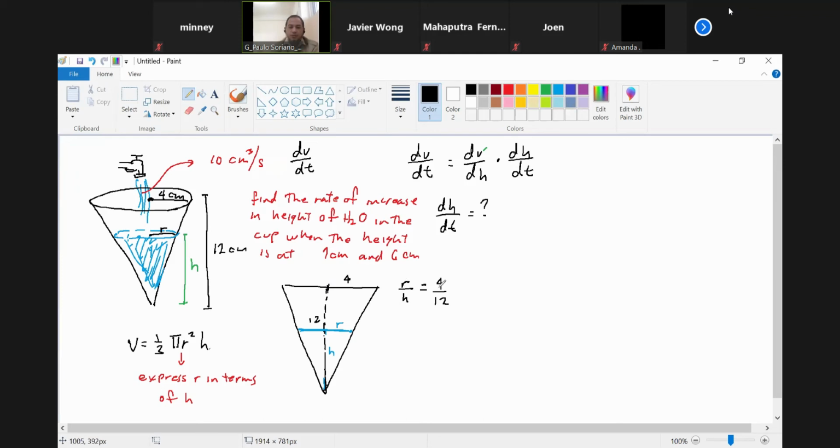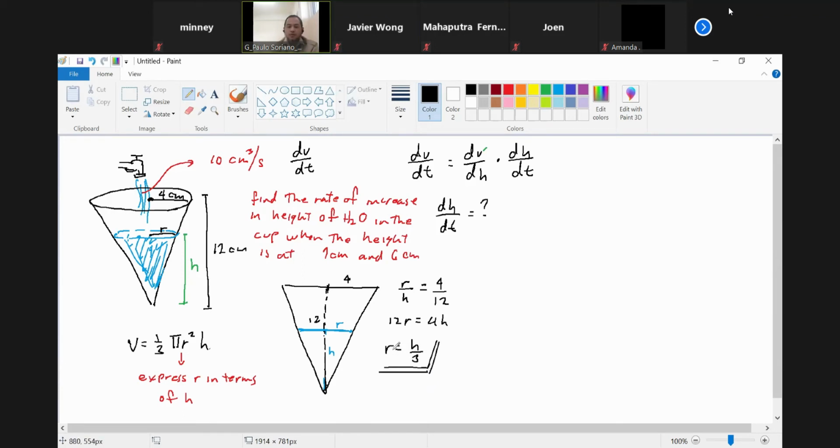We can now solve for R in terms of H, meaning that is now going to be 12R is equal to 4 times H, correct, right? 4H, and then what? Divided by 12. So that is now what? R is equal to H per 3, correct? Am I correct? Yes. 4H per 12.